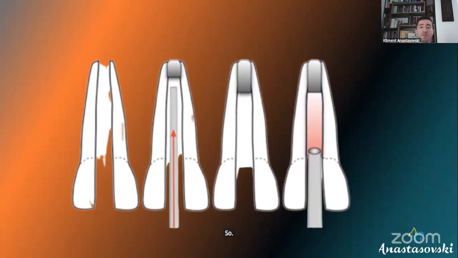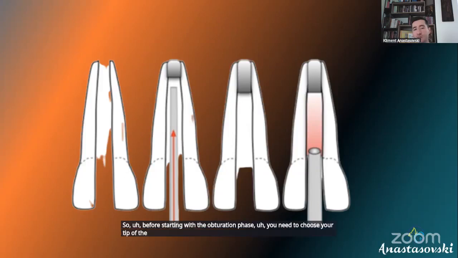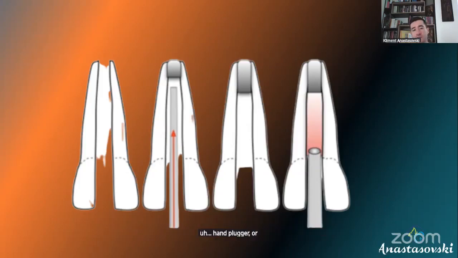So before starting with the obturation phase, you need to choose the tip of the downpack device and hand pluggers very carefully. Actually, the best way to perform this kind of technique is to choose the widest hand plugger or tip of the downpack, the largest size that goes 4 or 5 millimeters short of the working length, but without touching the walls of the root canal.